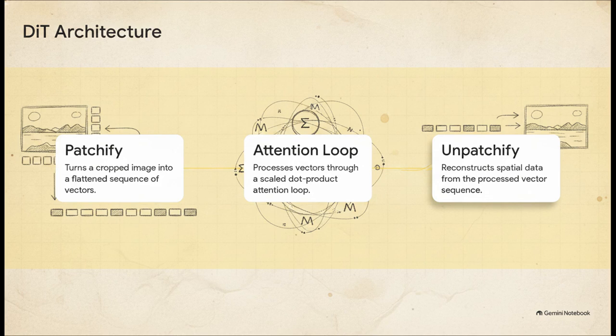So how does the DiT actually work? It fundamentally operates in three main steps. First, it takes a latent representation of an image and patchifies it into a sequence of vectors. Second, it processes those vectors through a scaled dot-product attention loop. This is really where that core transformer magic happens. And finally, it unpatchifies those vectors back into spatial data to reconstruct the image. It's essentially treating image generation exactly like a sequence-to-sequence problem.